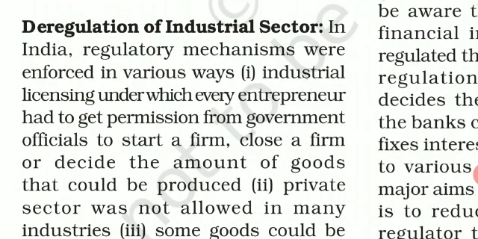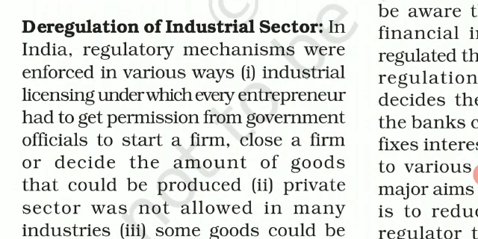Regulatory mechanisms were enforced in various ways in India. First, regulations were industrial licensing. In that, every entrepreneur had to get the permission from the government to start his firm, to close his firm, and by that permission only he could decide how much amount and at what price he could produce his commodity.